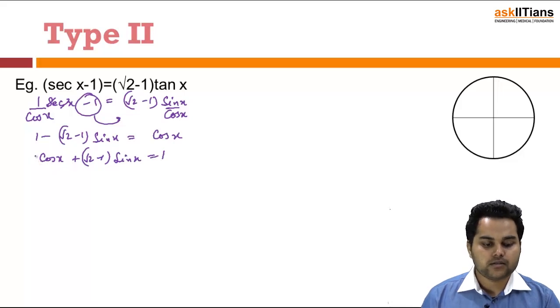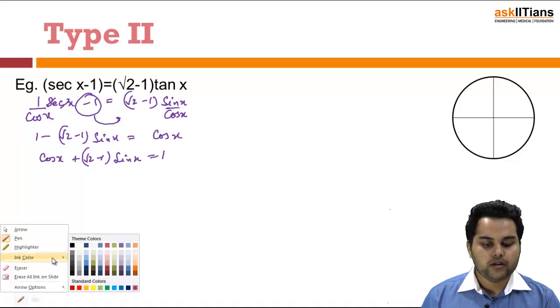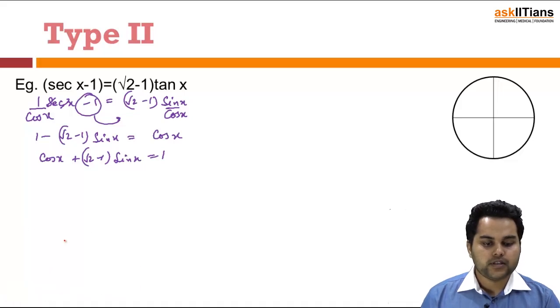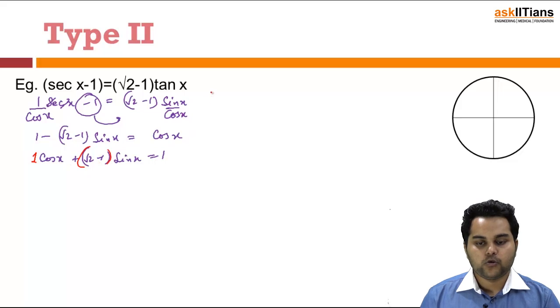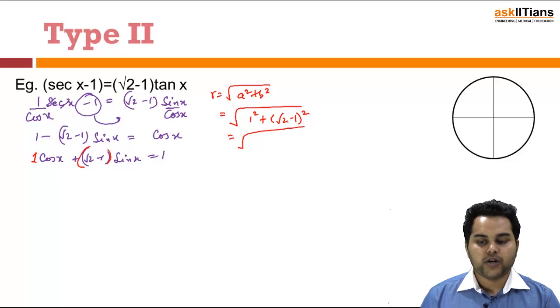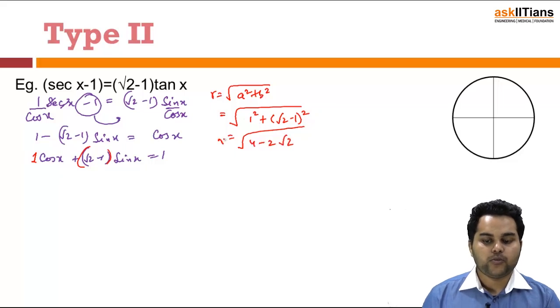The coefficient here is 1 and here is root 2 minus 1. So I took the value of r as root over a square plus b square, which would be here taken as 1 square plus root 2 minus 1 square. That would give me 2 plus 1 minus 2 root 2, that is 3 minus 2 root 2, plus 1, that is 4 minus 2 root 2. So r here would be root of 4 minus 2 root 2.